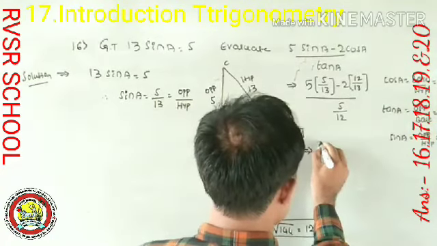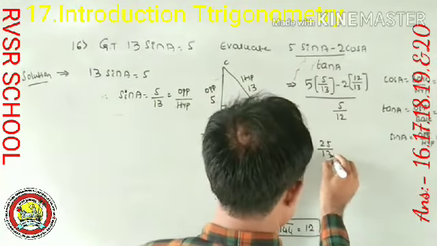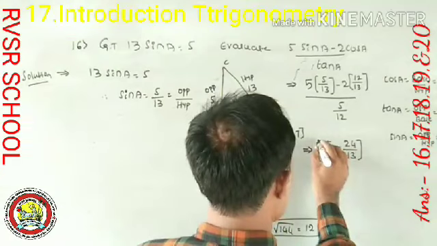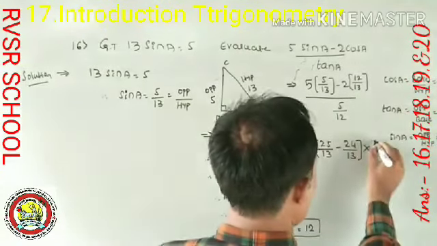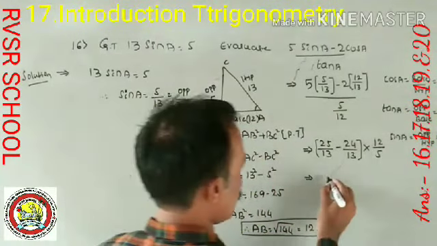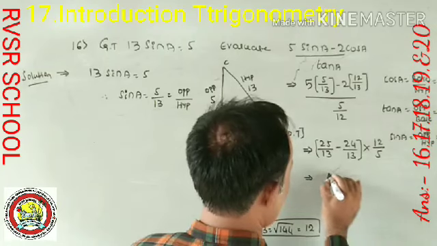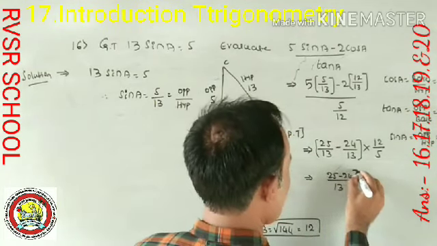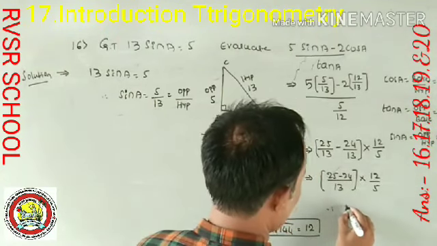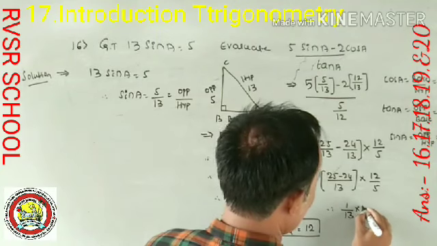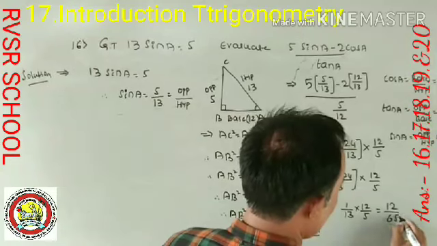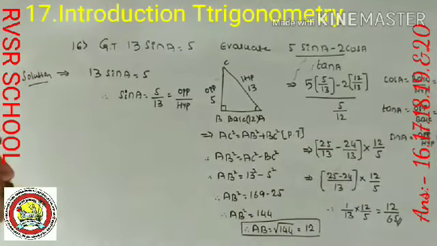5 into 5, 25 divided by 13, minus 24 divided by 13, into the reciprocal, that is 12 by 5. This implies take the LCM. 13 is the LCM. 25 minus 24, into 12 by 5. Therefore, 1 by 13 into 12 by 5. The final answer is 12 by 65.